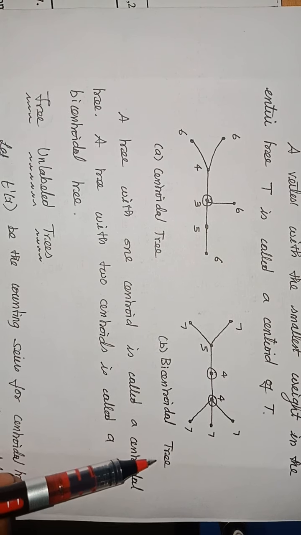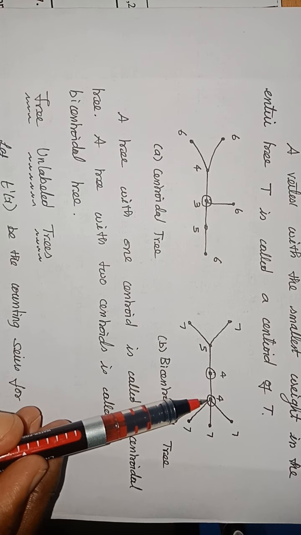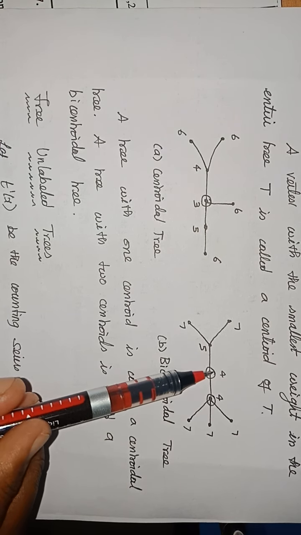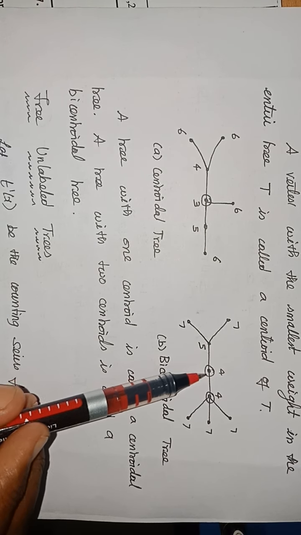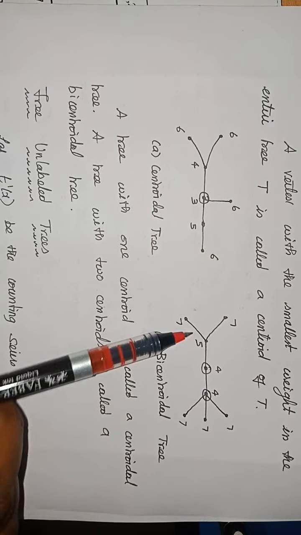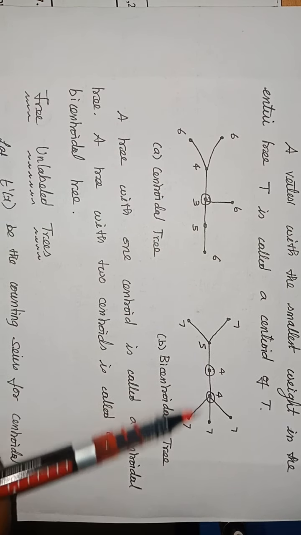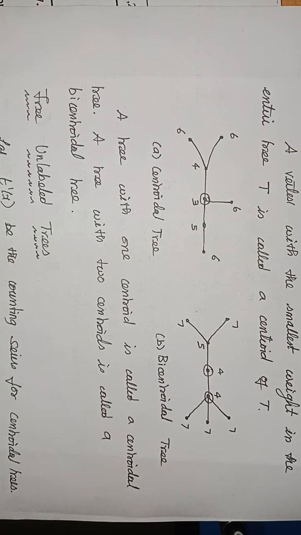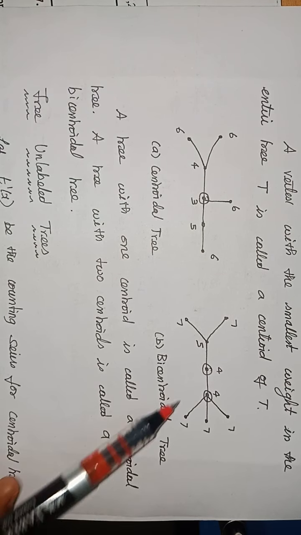What about the bicentroidal tree? I have 2 centroids. So you consider this as one root and this as another root. So when you separate these two, you will be getting 2 rooted trees. So you have to count it 2 times. One more criterion, one more similarity here.